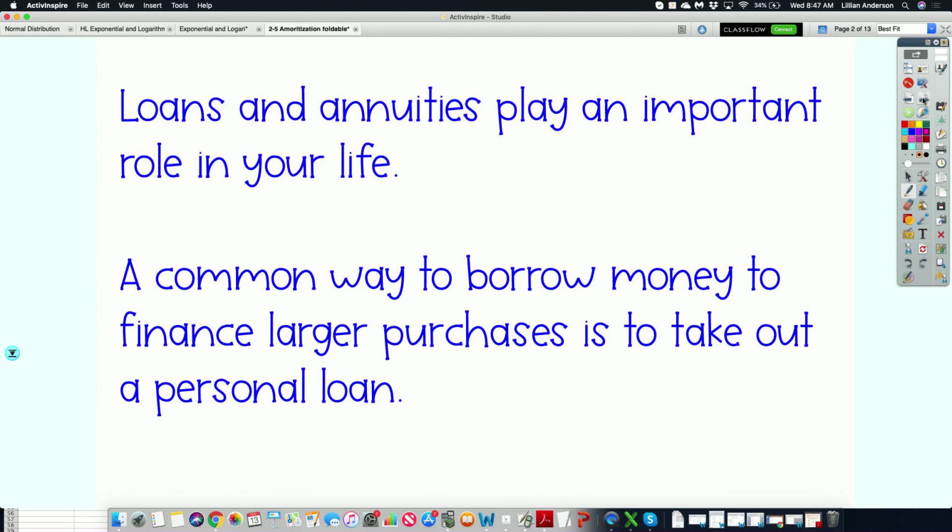So loans and annuities play an important role in your life. Like I said, we'll be talking about annuities next class. The most common way that people decide to borrow money for larger financial purchases, that's for homes, cars, personal loans, like for furniture, weddings, things like that, they take out a personal loan. It's called a personal loan.